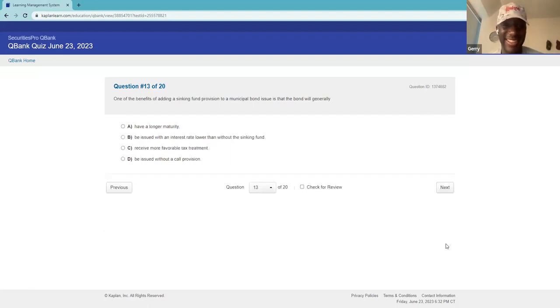That's a tough one. One of the benefits of adding a sinking fund to a municipal bond issue is that the bond will generally... So I would eliminate A. I'll eliminate D. Good. I love the way you're going about this. Process of elimination is a good test-taking skill.